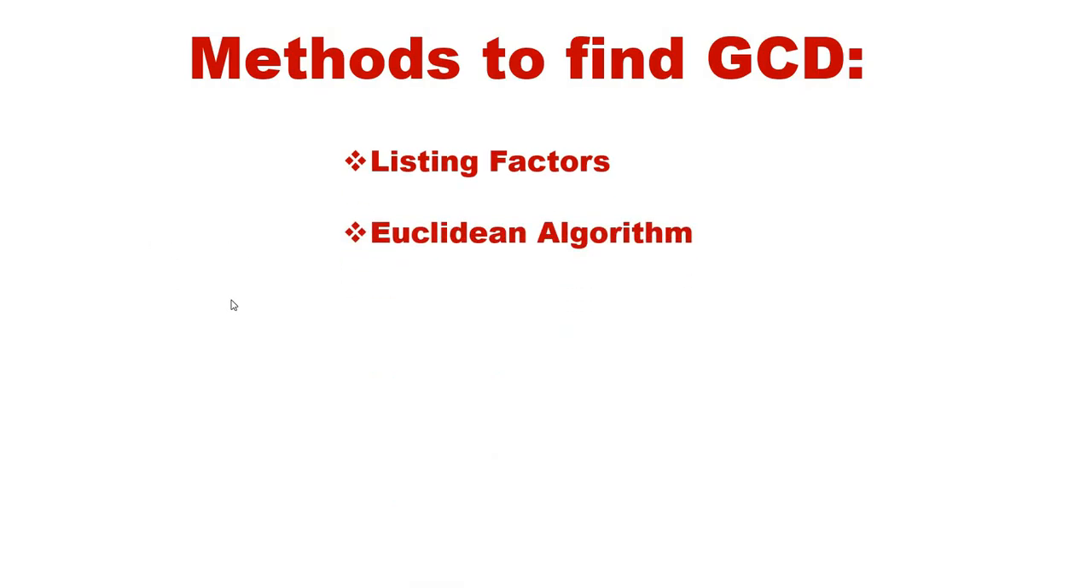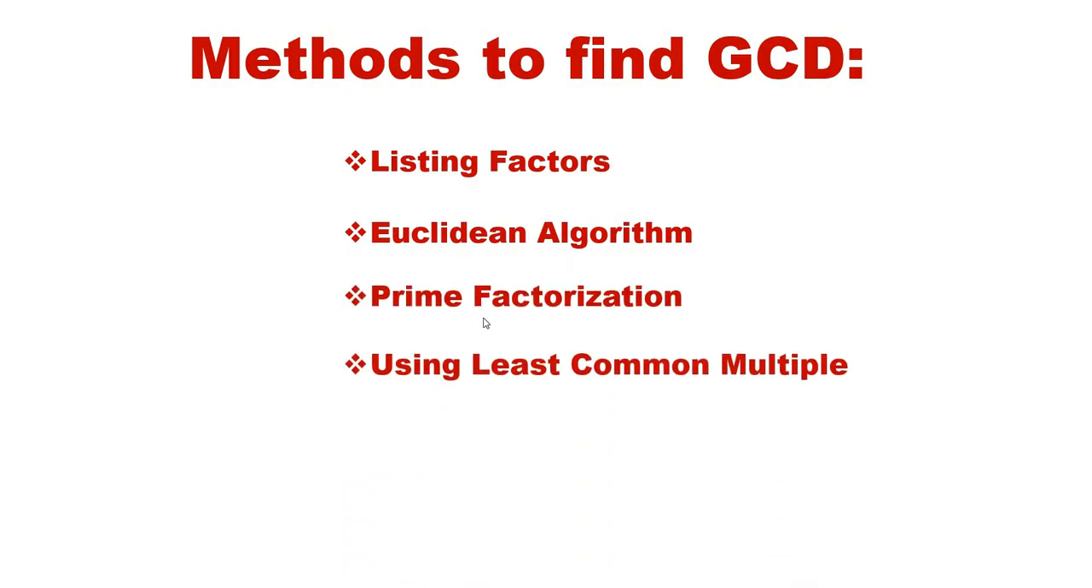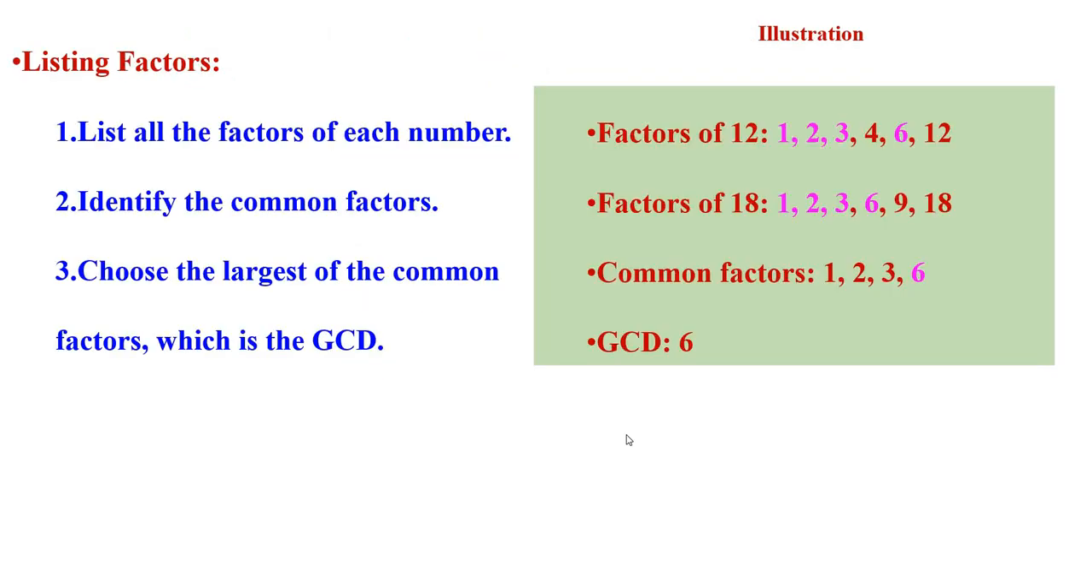Now a few methods are available to find the GCD of two numbers. They are listing factors, which we have mentioned just now, the Euclidean algorithm, prime factorization, and using LCM. There is a formula that LCM times GCD of two numbers is equal to the product of the two. Depending on the context, one of these four methods can be used. So first we will see listing factors.